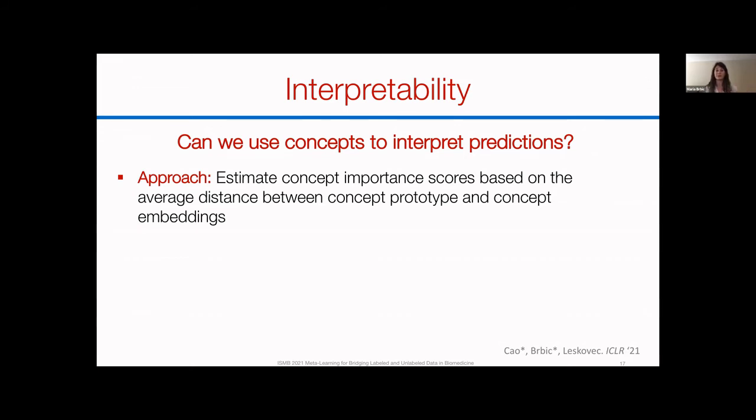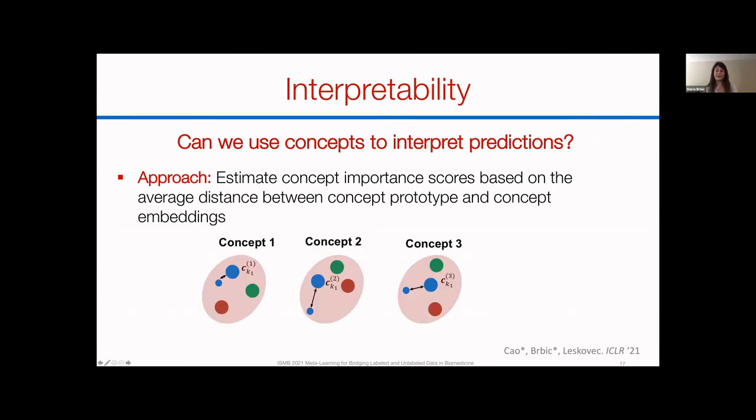For example, let's say we have three concepts and three classes, shown again in green, red, and blue, and we assign the test data point to the blue class. At each concept space, we look at the distance between the concept embedding of the data point and its concept prototype. We use the distances to define importance scores and rank them.